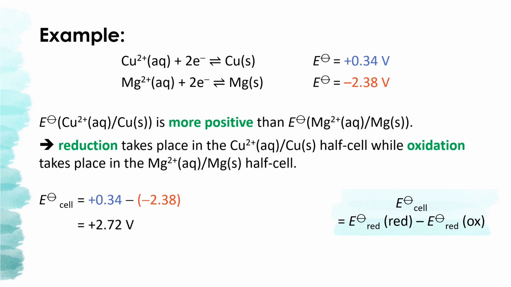I need to caution, remember this superscript here. What does this superscript stand for? Standard conditions. Which means that if you combine the same two half cells, but you carry out under another set of conditions, it will not be 2.72. This 2.72 volt is only for standard conditions, okay?